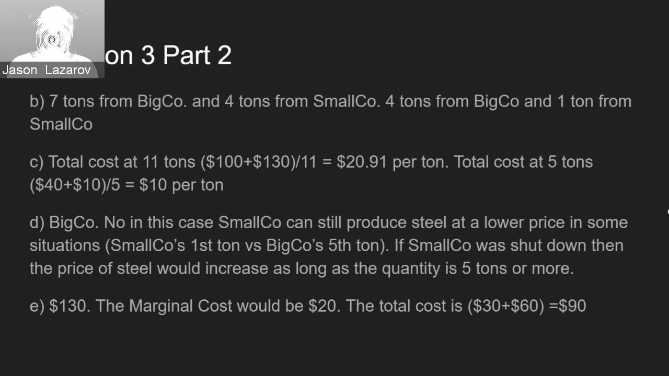And for part E, it asks what is the total cost if Big Co was the only producer of making 7 tons of rolled steel. That would be $130. And the marginal costs if Small Co and Big Co let the Invisible Hand divvy up the work between them: the marginal cost would be $20 and the total cost would be $90.